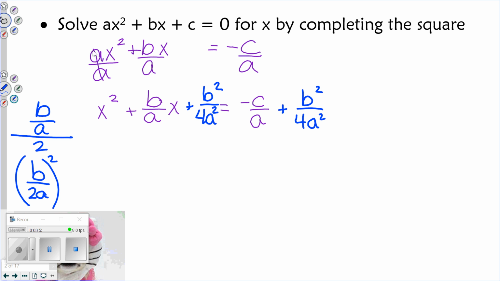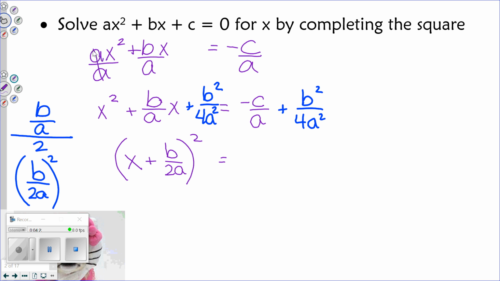Okay, so I moved my c. I divided by, I'm not going to ask you to do this, don't panic. Divided by a. Then we just did the b over 2 part. Okay? The whole reason we do that is so that it factors. So it factors to x plus b over 2a squared. Now this is where I usually lose people.